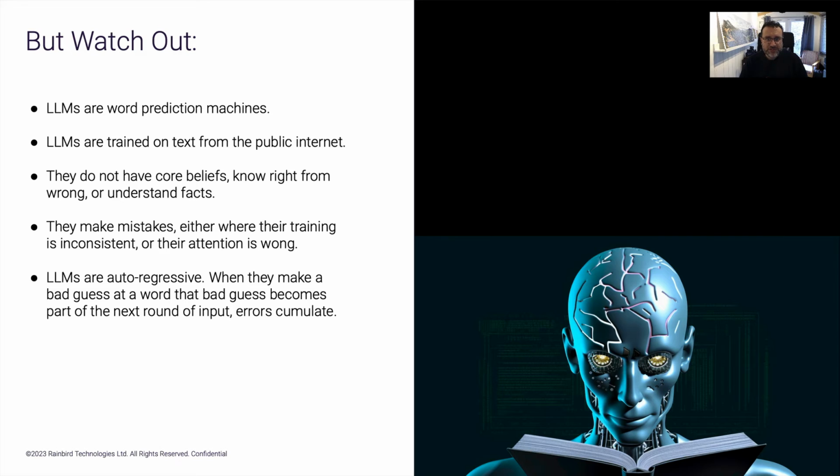It's also important to understand that large language models are autoregressive. If you think about this process, they guess the next word, and that next word becomes the input for the next round of generation. Errors accumulate very quickly across the way the model works. So when these things start to deviate and start to go wrong, they go wrong very quickly.